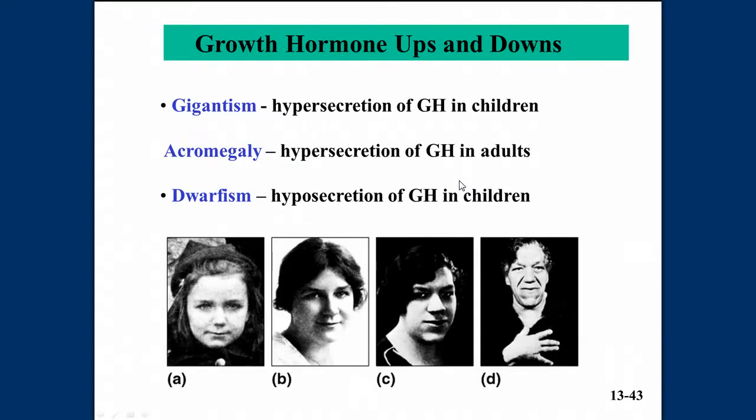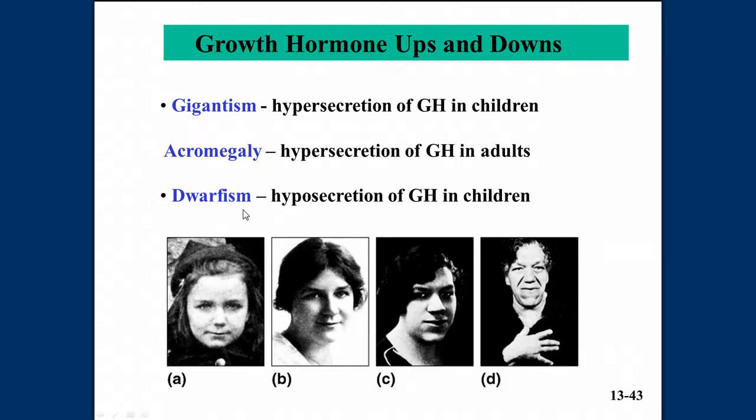Now, what happens with growth hormones, ups and downs? Giantism is the hypersecretion, hyper meaning too much, more secretion of growth hormone in children. Acromegaly is the hypersecretion of growth hormones in adults. Dwarfism is the hyposecretion of growth hormone in children.